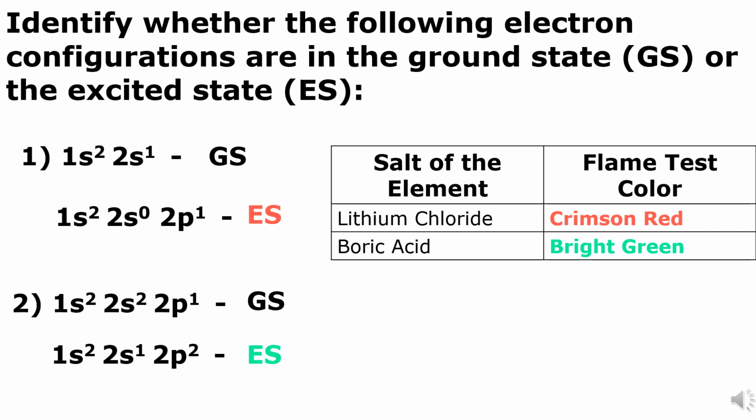That is what happens when we do the flame test. When a salt of an element is heated in a flame, the heat provides energy to the electrons in the atoms of the substance. The electrons absorb the energy and jump to a higher energy level, entering the excited state. However, this excited state is unstable and the electrons quickly fall back to their original lower energy levels, that is, the ground state, releasing the absorbed energy as light. This emitted light is what we observe as the characteristic color in a flame test.